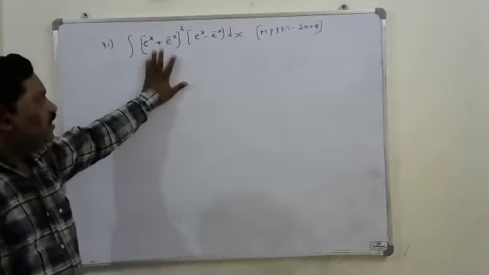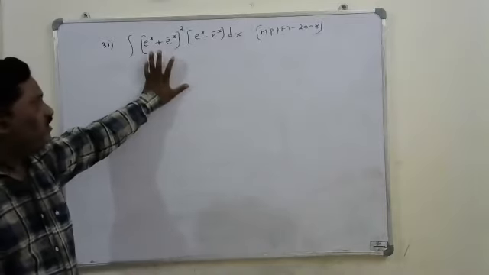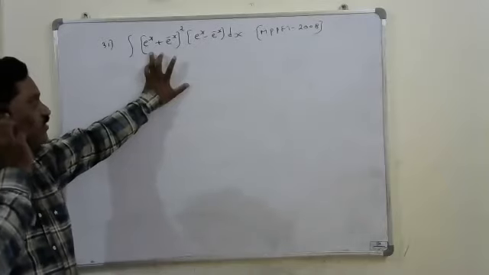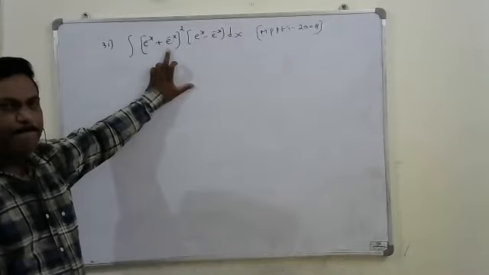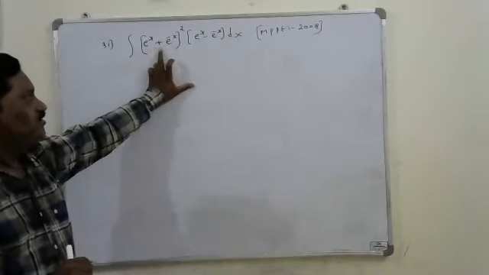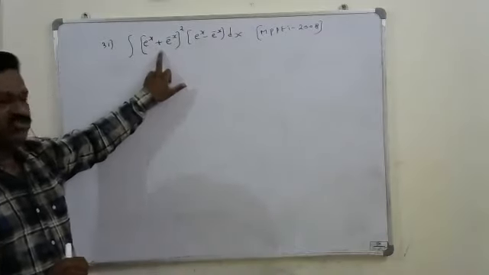If you observe, here the base has e power x plus e power minus x, right? What is the derivative of this? E power x derivative is e power x, right? Plus e power minus x derivative is, what is the derivative of e power minus x? Minus into minus. Means exactly that is there here. Means this is the derivative of this function.